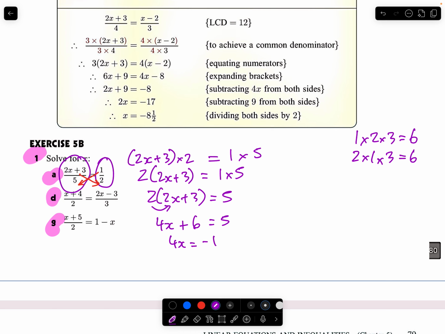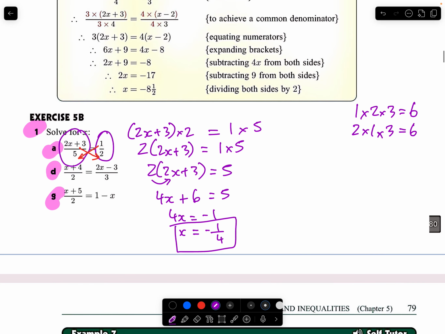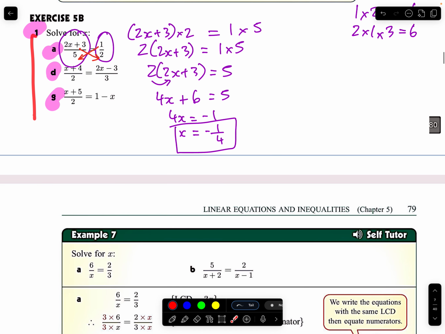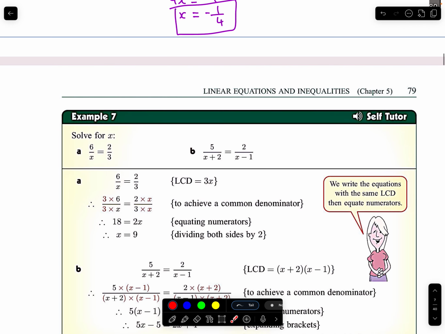What's 4 doing to x? Timesing, so the opposite is dividing by 4. Okay? See how you go with that. If you're stuck with the later ones here, then email me again later or ask in class next week.